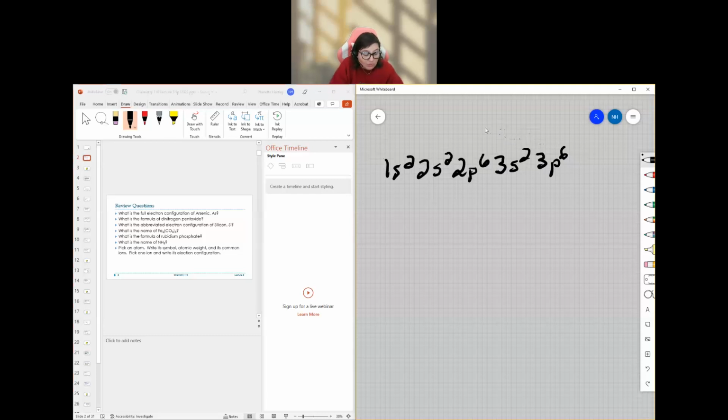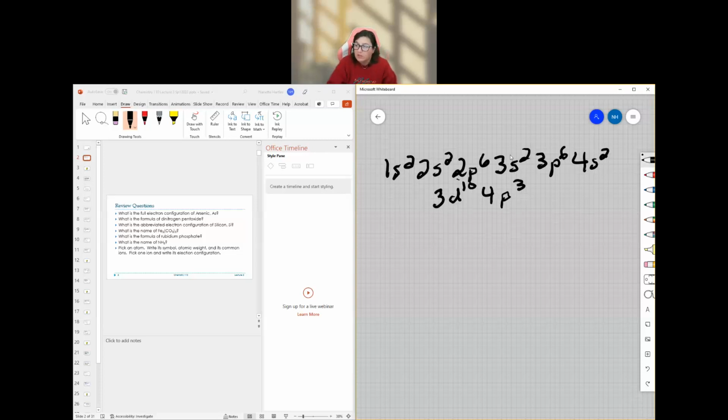Now we're going to go to row 4. We're going to go 4s2. And then we drop down to 3d. And I know I'm full in the 3d because I'm all the way over in the p section on row 4. So since it's 3d10, remember 2 electrons per orbital, 5 orbitals, so 3d10. And then we have 4p, 1 for gallium, 2 for germanium, 3 for arsenic. So that's how we get there, okay?